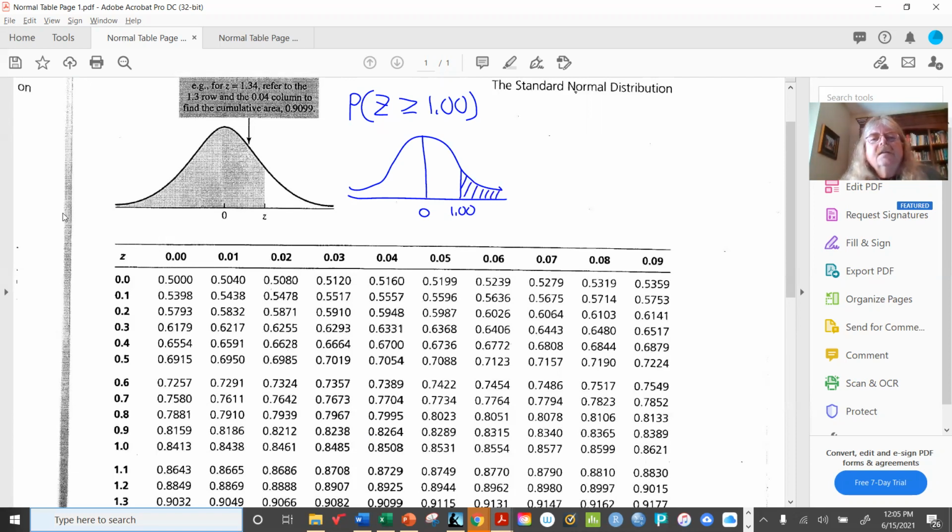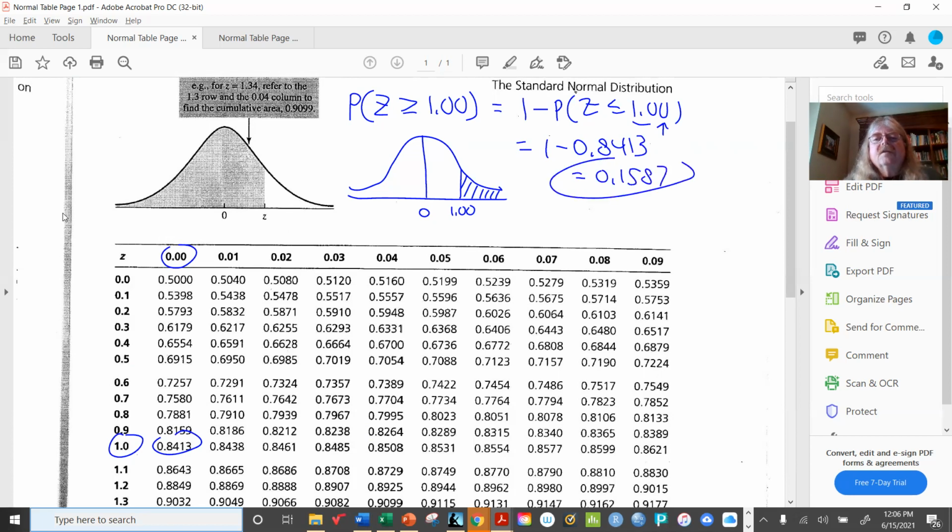Okay, so what we're looking for is 1 minus the probability that z is less than or equal to 1. We did it this way because that's on the table. So we combine the 1.0 and the 0.00 over here. And oh, we've seen this one before, haven't we? So in other words, this unshaded area is the 0.8413.